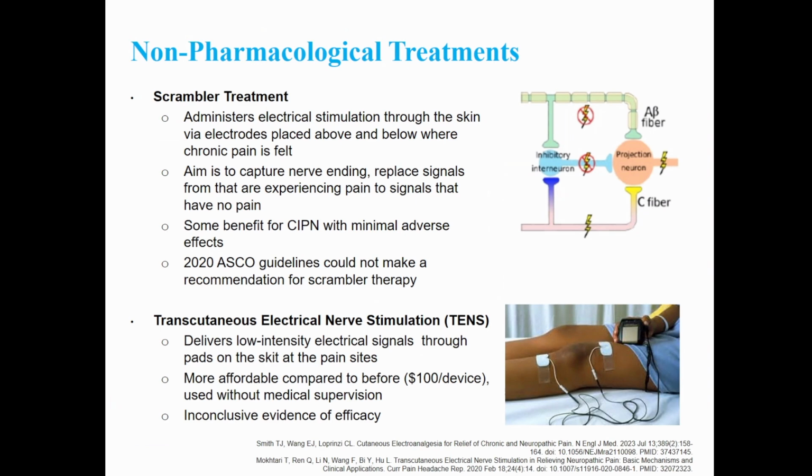In terms of evidence, it's kind of inconclusive. Some patients may find it helpful, some may not. It's worth being aware of because, A, patients may ask about it, and B, there's not really a high side effect profile. So if patients want to try it, I don't think there's any reason for them not to try it.